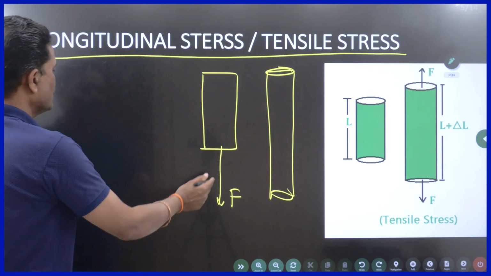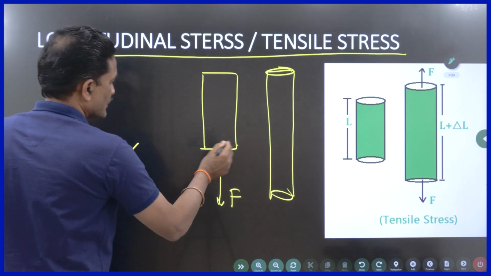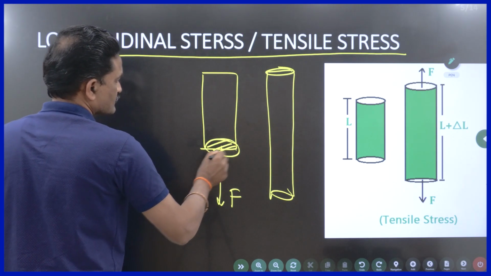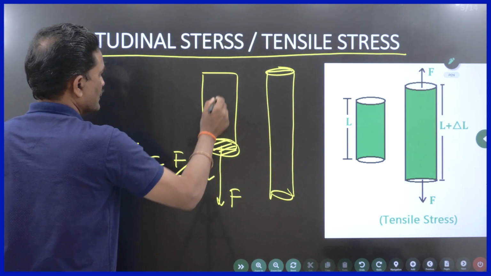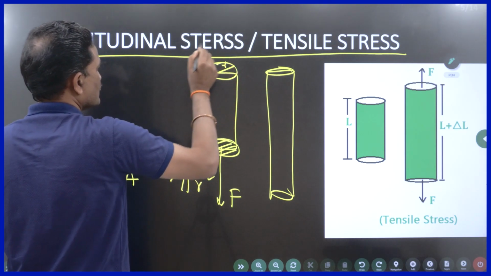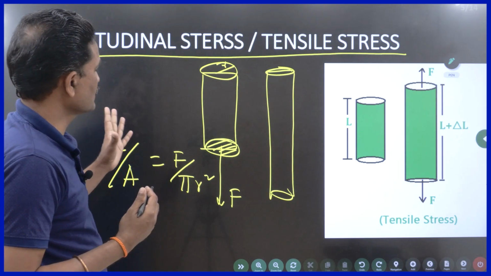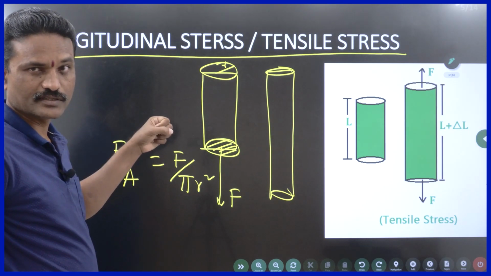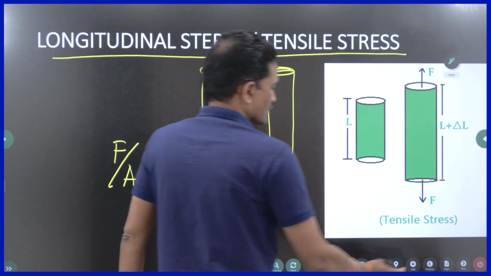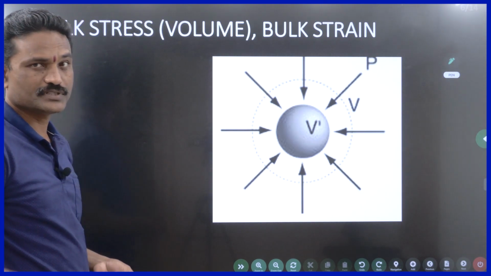So how do you define longitudinal stress? Force acting per unit area. Here area is this. So it can be written as F by pi r square, where r is the radius of this cylindrical object. Right? So longitudinal stress is applied such that its length is being increased. Right? Next, the second type of stress is called bulk stress or volume stress.